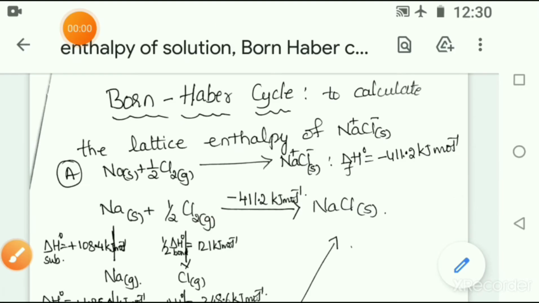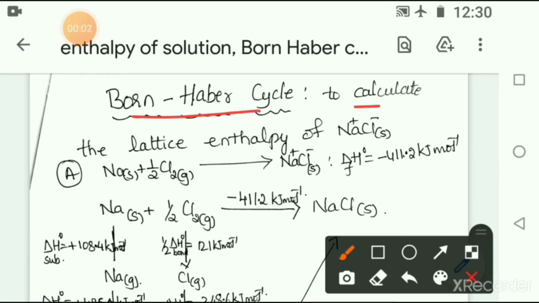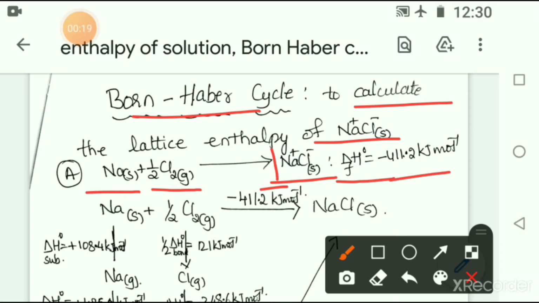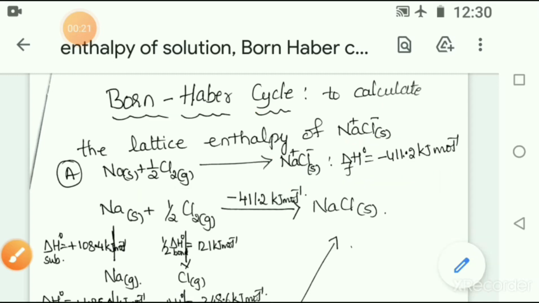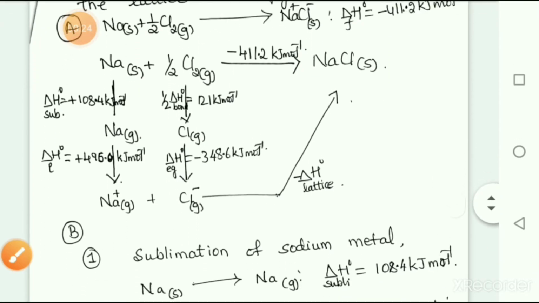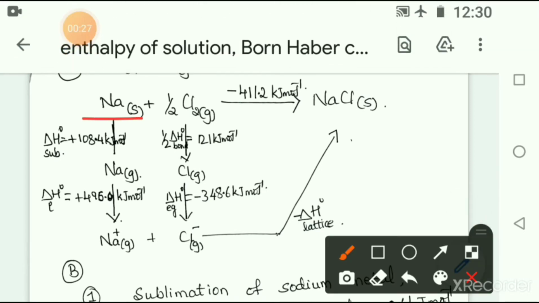Okay, so the Born-Haber cycle to calculate lattice enthalpy of sodium chloride. Sodium solid combines with half mole of chlorine gas to form 1 mole of sodium chloride. By definition, the enthalpy change is the standard enthalpy of formation. It is equal to minus 411.2 kilojoules per mole. The same can be obtained by an indirect method.